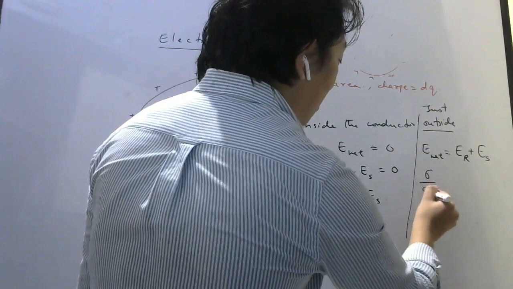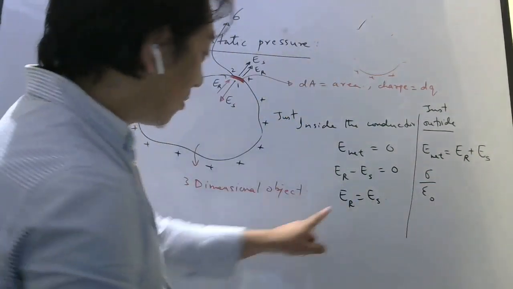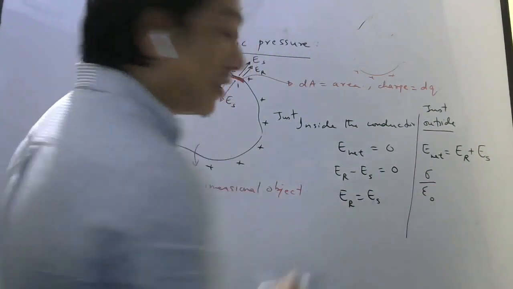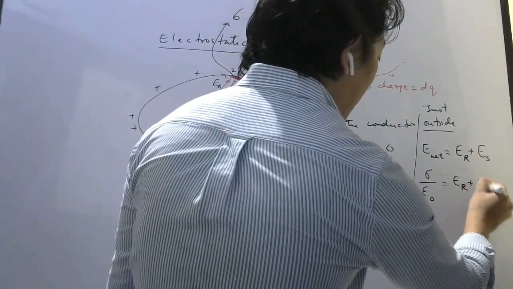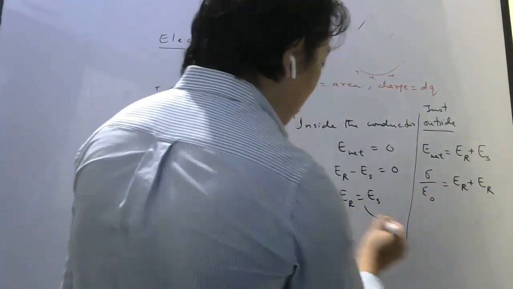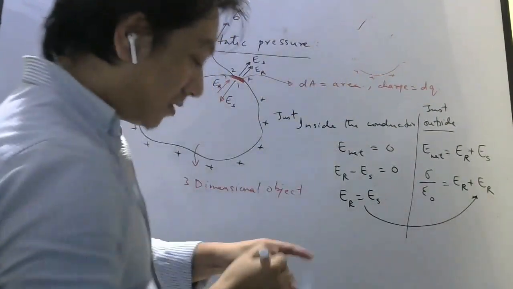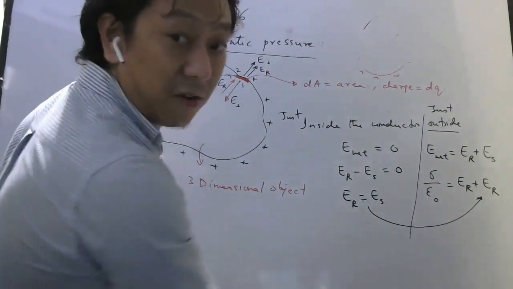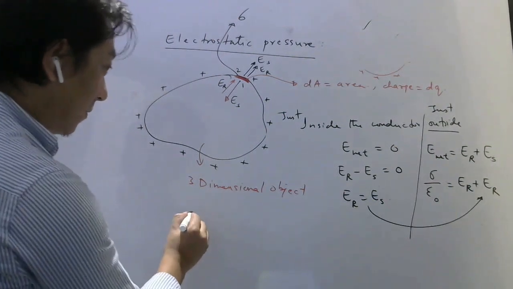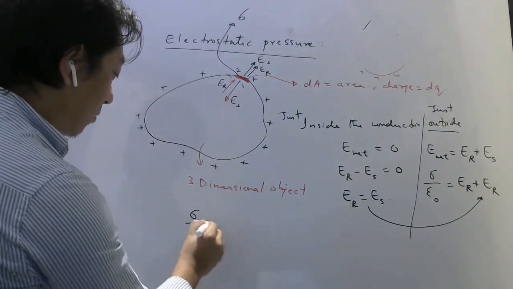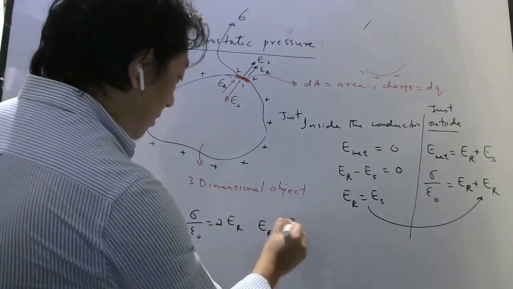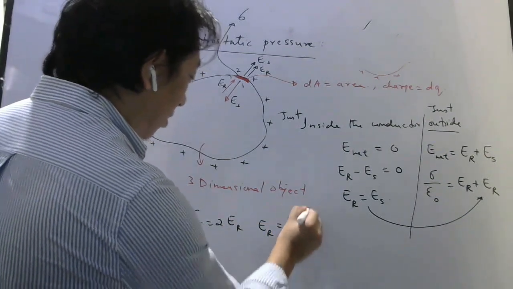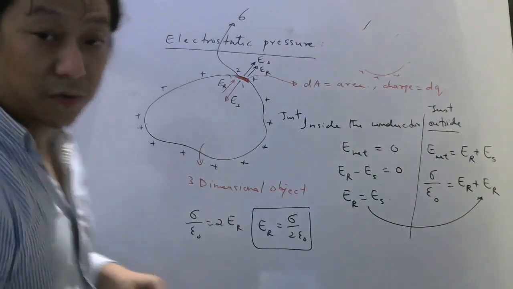Sigma by epsilon naught, we already know. And from here we know ER and ES are the same. So I can write ER plus ER using this formula. Right, students? So what will be my formula now? If you look carefully, let me write it here. So sigma by epsilon naught will be 2ER. So ER will be how much? Sigma by 2 epsilon naught. Something wonderful we have done.